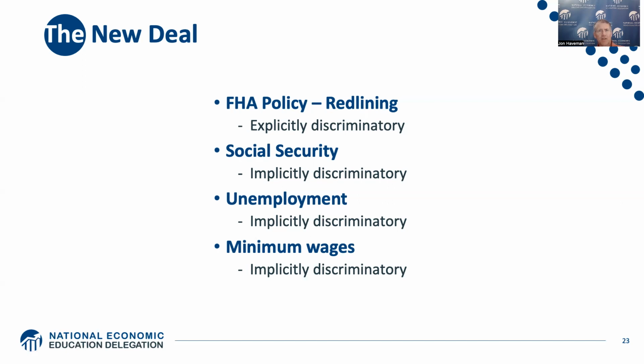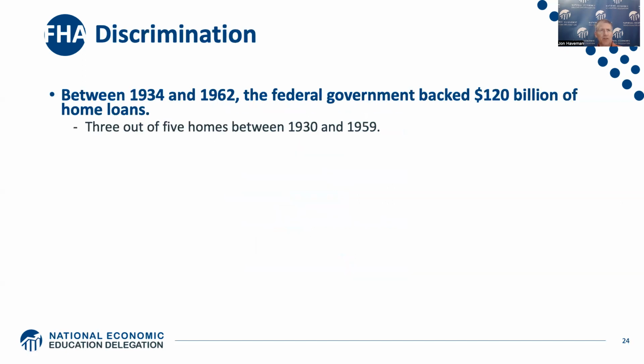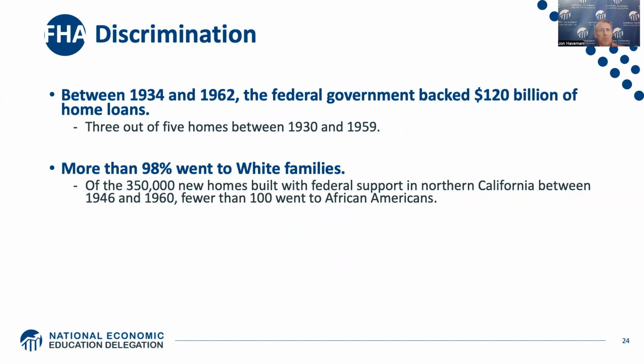All right, let's talk first about more about FHA discrimination. Right, between 1934 and 1962, about $120 billion worth of home loans was backed by the federal government. The federal government backed about 3 out of every 5 home loans between 1930 and 1959. More than 98% of these loans went to white families.